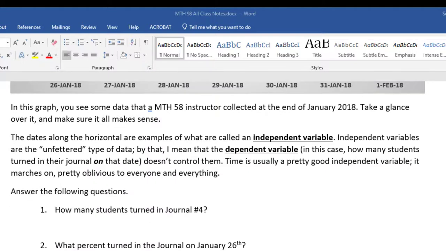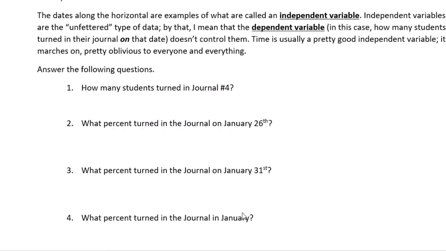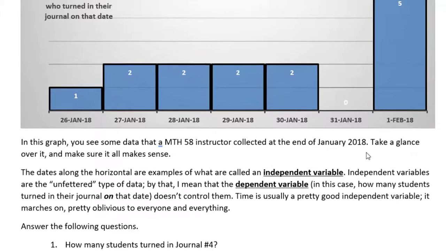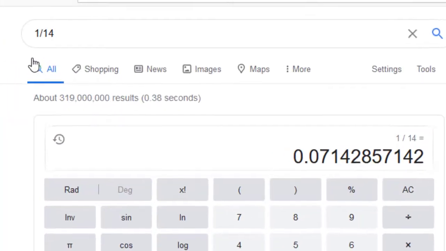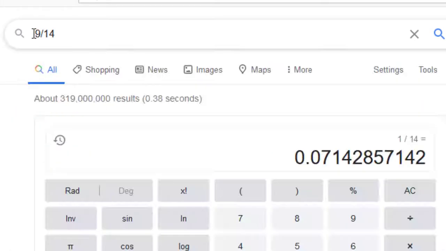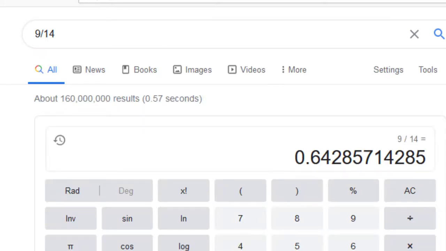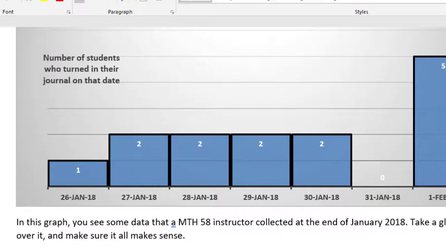All right. What percent turned in the journal in January? In January completely. Okay, so you've got 5 in February, the first day of February. So that means we had 14 people, right? So that's 9 left that did it in January. So that's 9/14. I'm going to guess that's somewhere around 65%, but let's get a little more precision than that. Let's do 9 divided by 14. And that's about 64%. There we go. It wasn't too far off. About roughly 2/3 of them. Roughly 2/3. All right, good. 64%.